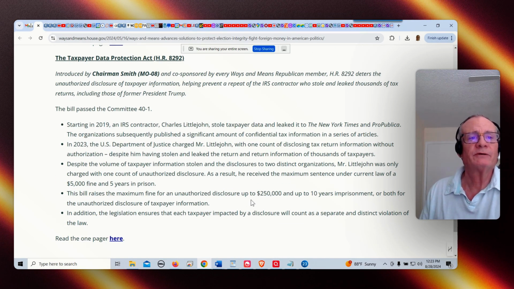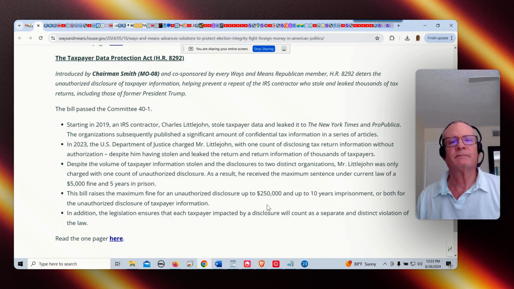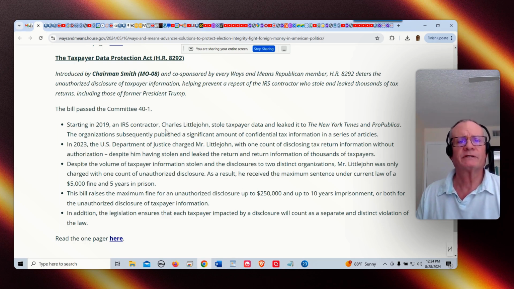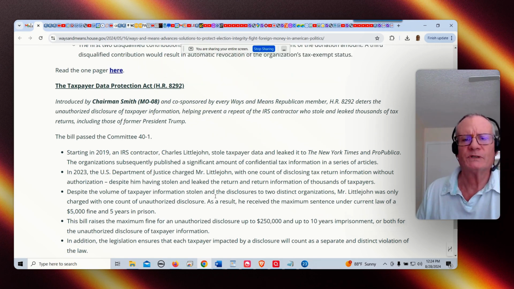Here we have the Taxpayer Data Protection Act, which isn't really related to the tax-exempt organizations, but I just thought I'd throw it in. Apparently, an IRS contractor stole some IRS data, and he leaked it to the New York Times, Donald Trump's tax return, and apparently hundreds of others as well, or thousands of others. Private taxpayer information got released, and so it has increased the fine and the imprisonment for that. Just thought I'd throw that in.